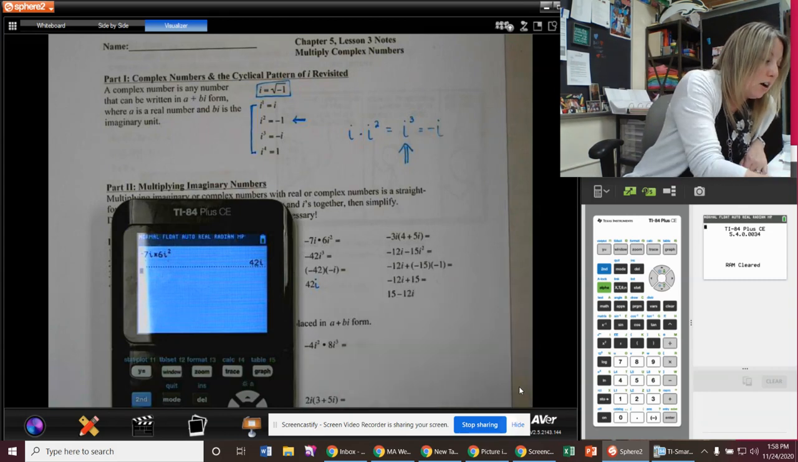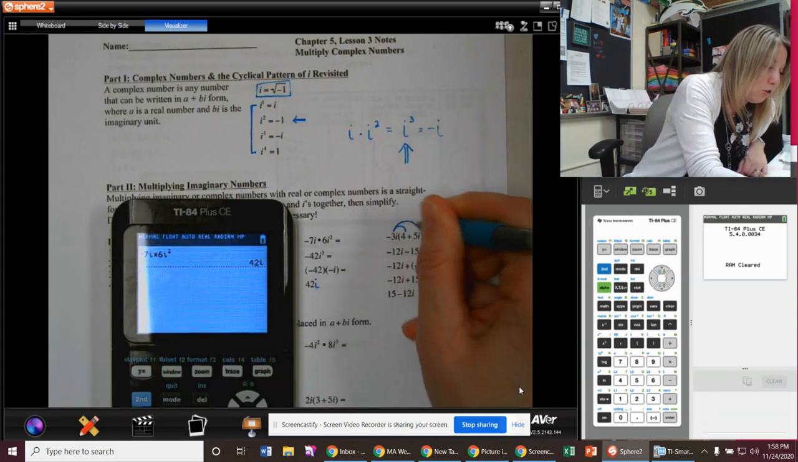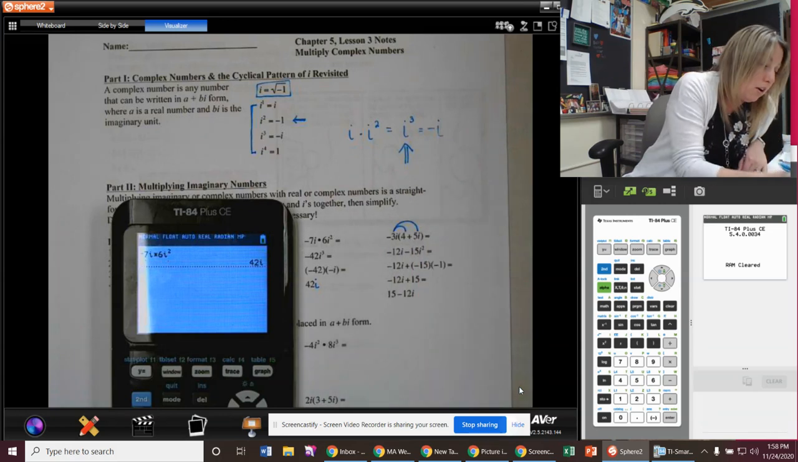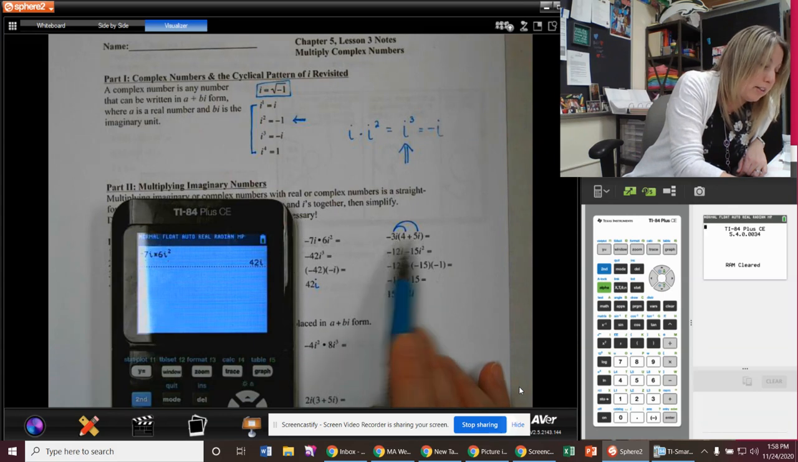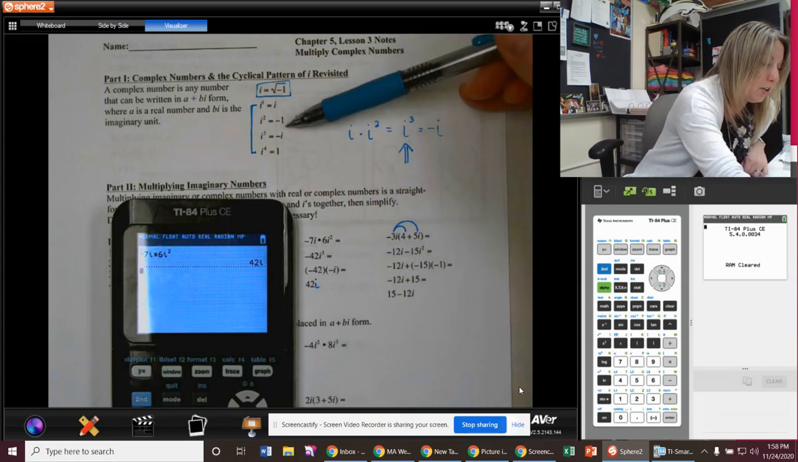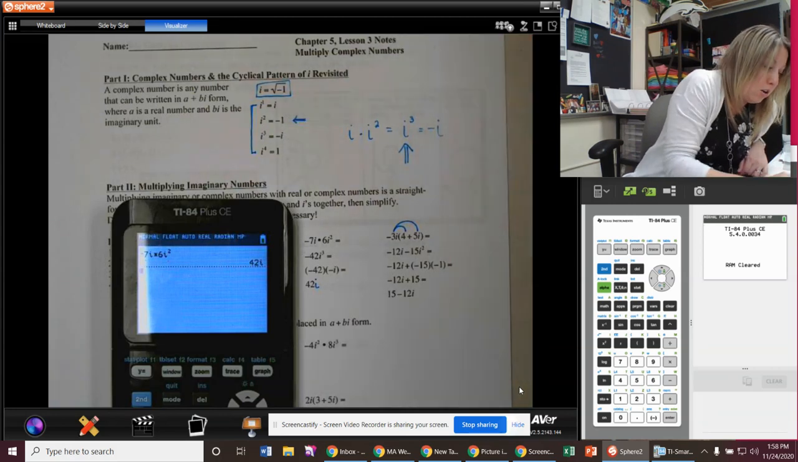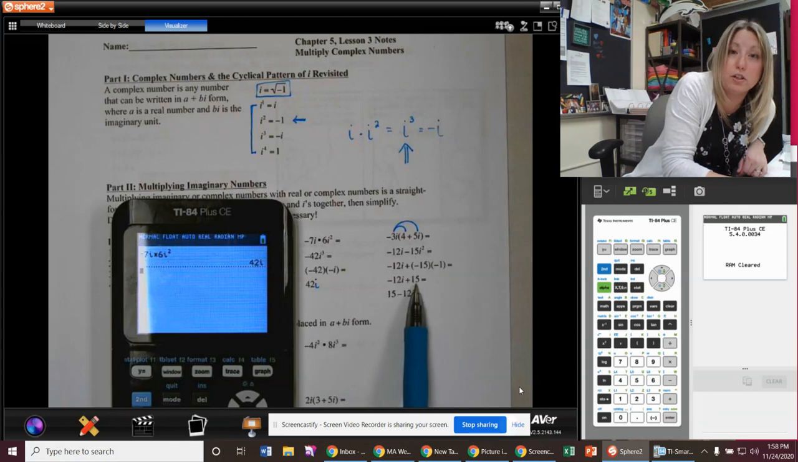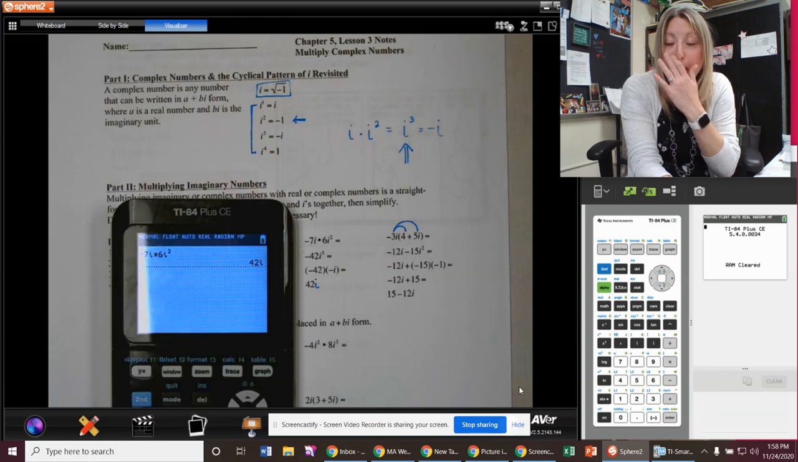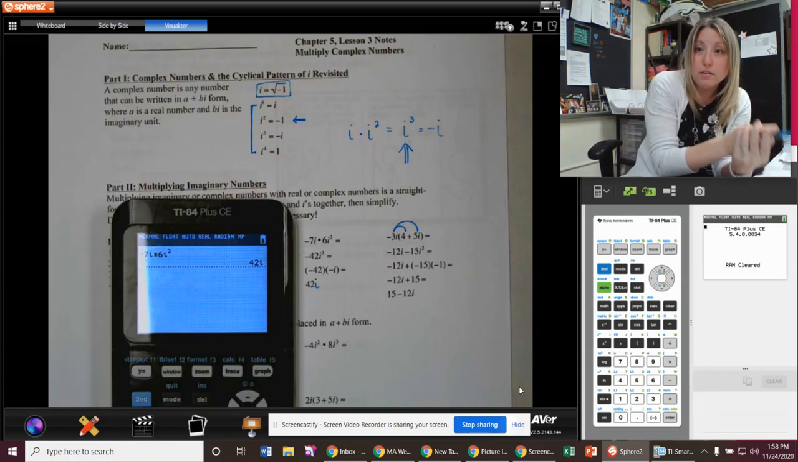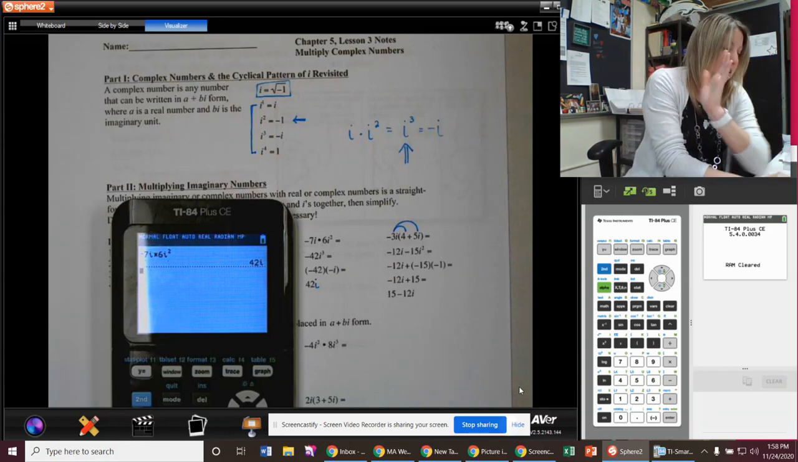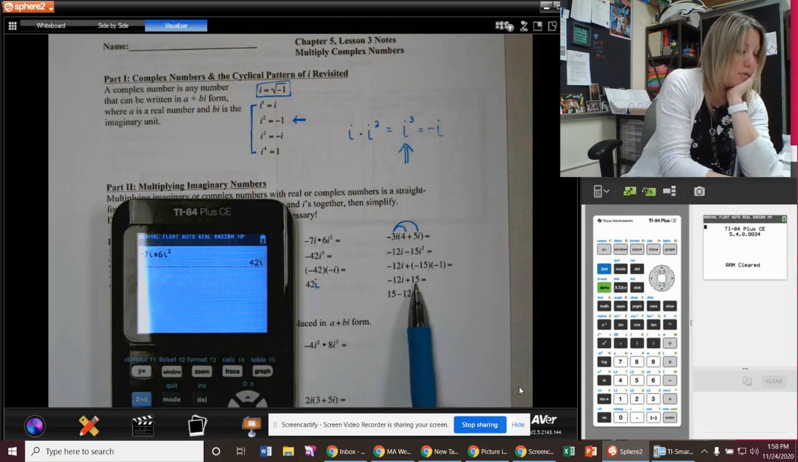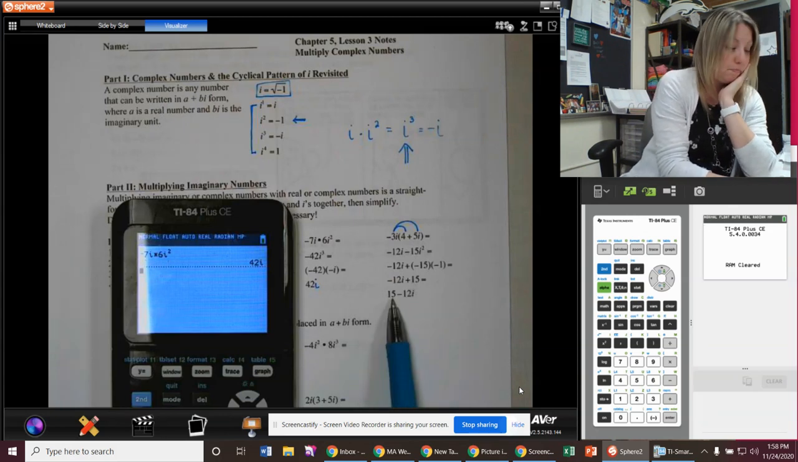So here, just like in regular multiplication, you distribute. So -3i times 4 is -12i. -3i times +5i is -15i squared. But what's i squared really equal to? -1. So this is -15 times -1, which is +15. And because that's your real number, because the i times i is i squared, and i squared is -1, the i is now gone, and that's your real number in front.